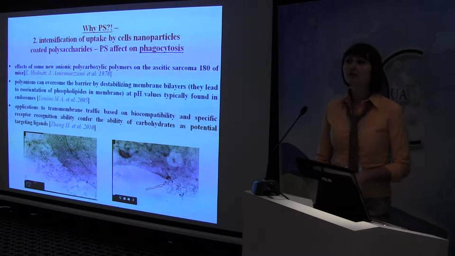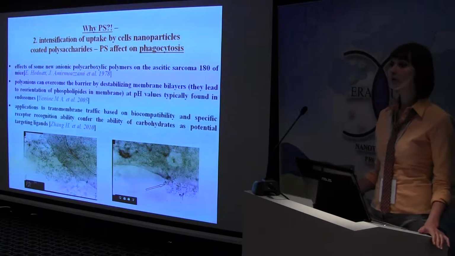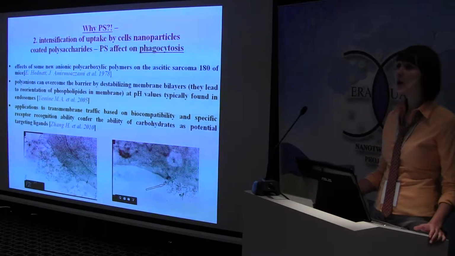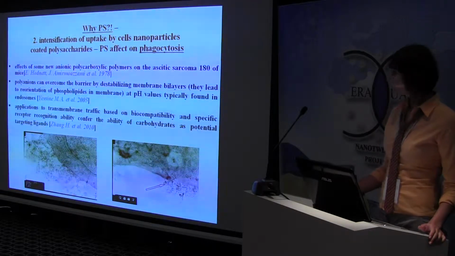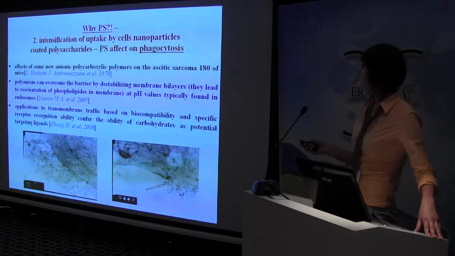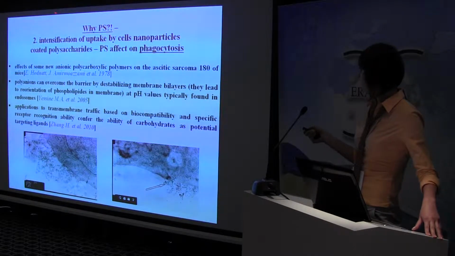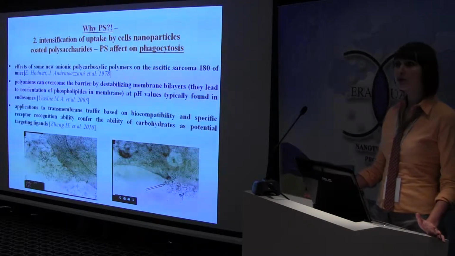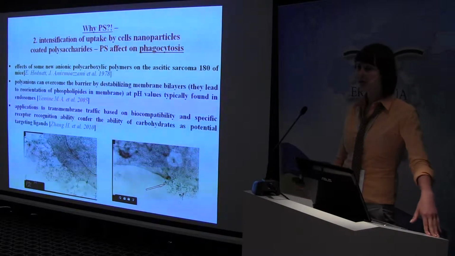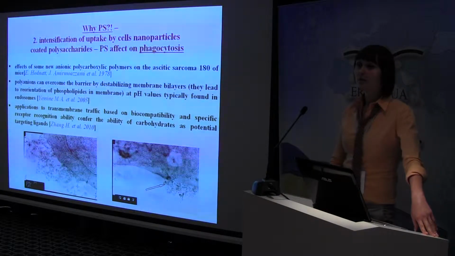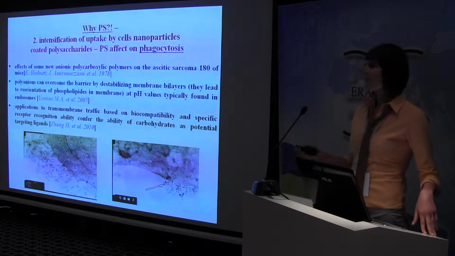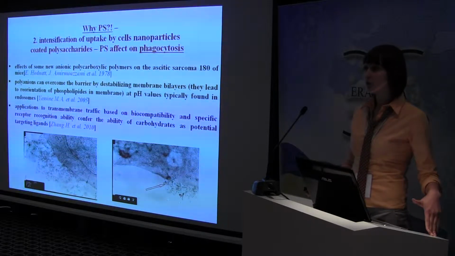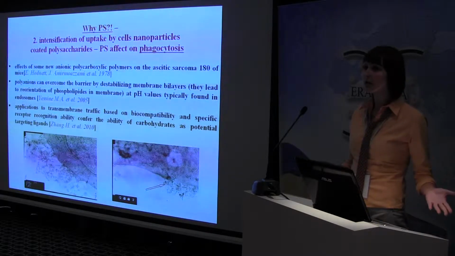We also take into account the important fact that anionic polyelectrolytes like polysaccharides strongly affect phagocytosis, which is confirmed by many publications. So we use polysaccharides not only as a protective layer, but we also noted their anti-tumor activity and stimulation of phagocytosis. So polysaccharides are something like three in one.